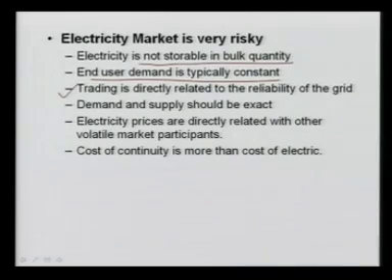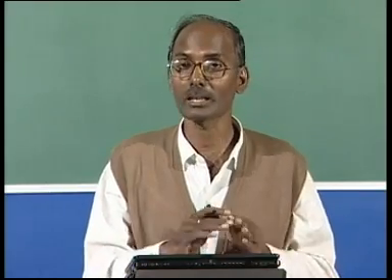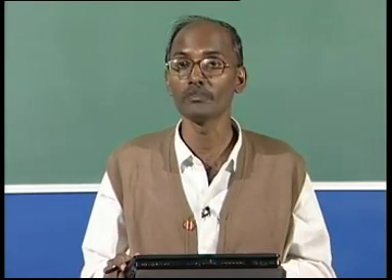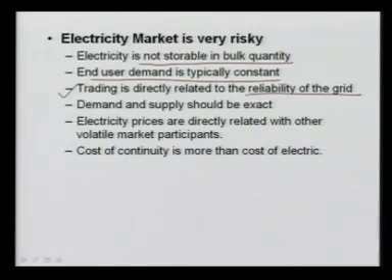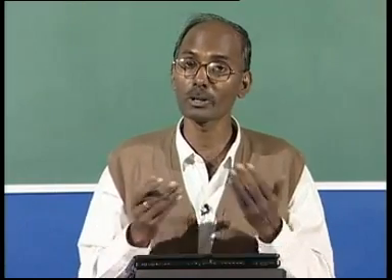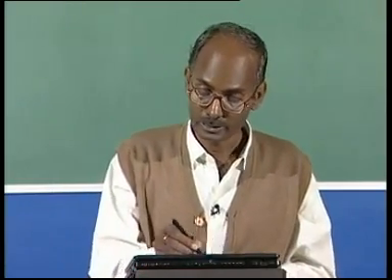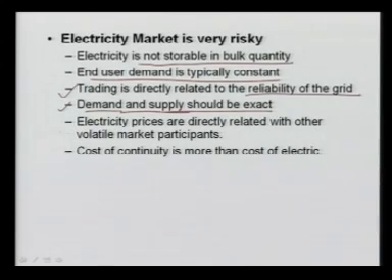Here the trading is directly related to the reliability of the grid, meaning if something happens, the grid will be disturbed and all the customers and all the generating companies will be in trouble. Here the demand and the supply should be exact, meaning whatever is generated must be consumed, whereas other commodities you can store. So this is supply and demand matching. The electricity price is also related to other commodities like coal, gas and other fuels, whose prices keep changing.